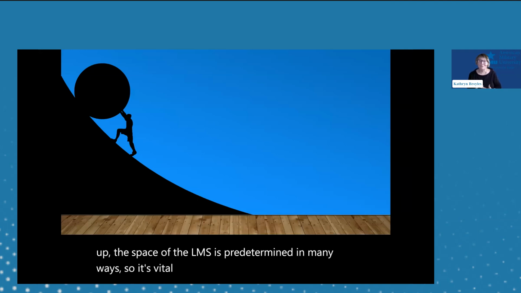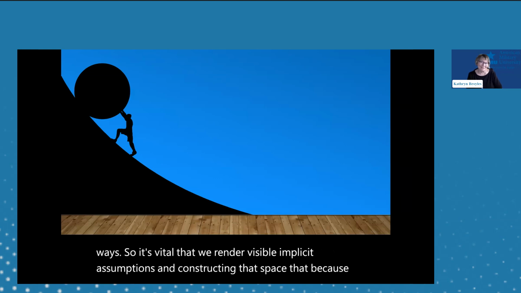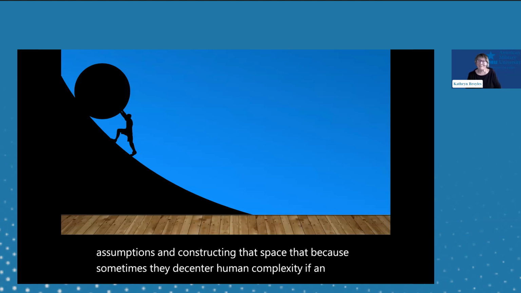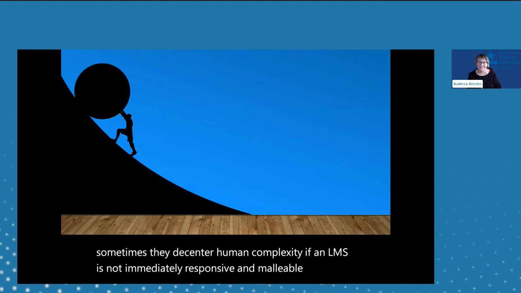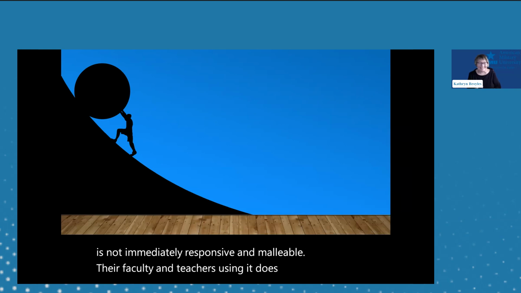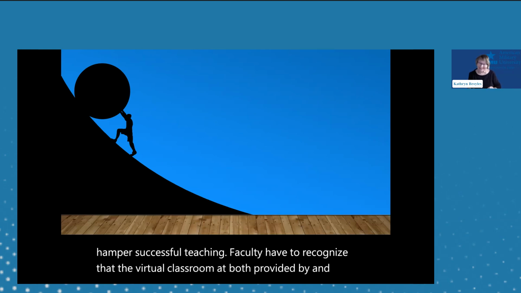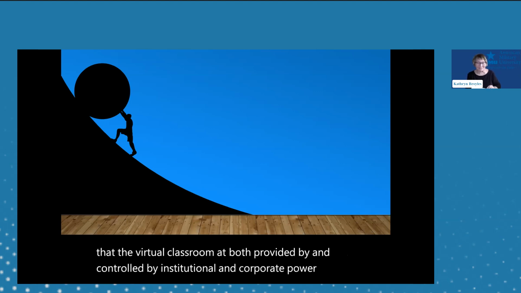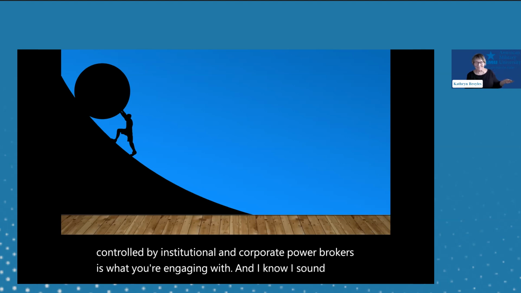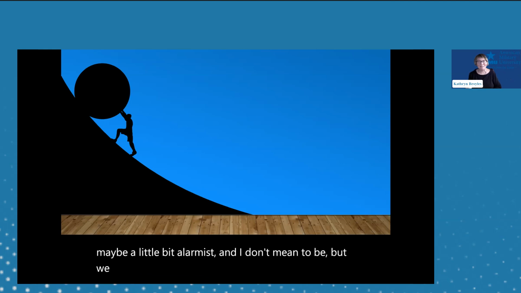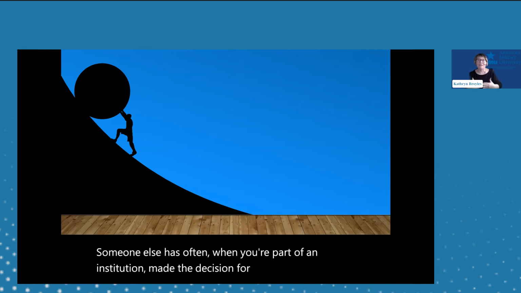So it's vital that we render visible implicit assumptions in constructing that space, because sometimes they decenter human complexity. If an LMS is not immediately responsive and malleable for faculty and teachers using it, it doesn't just not free up the faculty to innovate, it can actually hamper successful teaching. Faculty have to recognize that the virtual classroom, both provided by and controlled by institutional and corporate power brokers, is what you're engaging with. And I know I sound maybe a little bit alarmist, and I don't mean to be, but we really need to think critically about this, because someone else has often, when you're part of an institution, made the decision for you about the LMS that you will occupy.